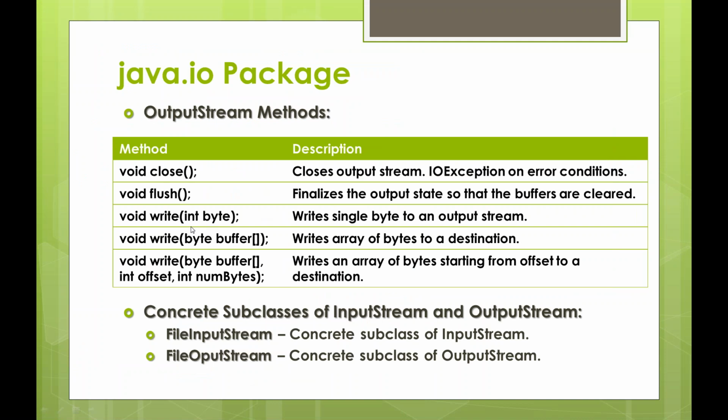Since we are discussing bytes, there are write int byte and write byte buffer, where whatever data is in that buffer will be written to our destination. The third version of write takes a buffer, and you can specify from which index you want to start writing, and then the number of bytes to be written.